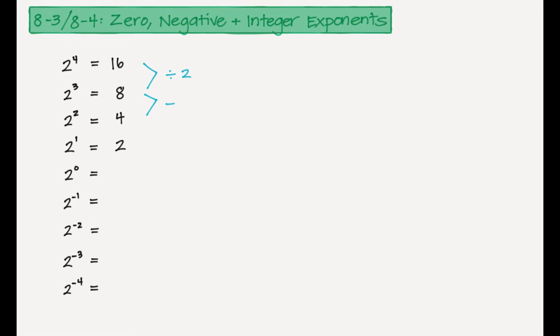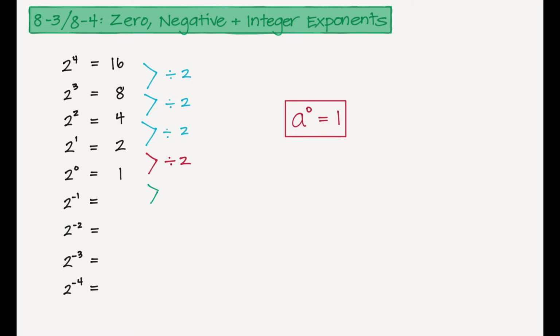We're dividing by 2, we're dividing by 2, we're dividing by 2, and so what do you think would happen for 2 to the 0 power? Well, we would divide by 2 again, which would equal 1. So our first property is that any number to the 0 exponent is equal to the integer 1. All right, let's go ahead and keep on looking at this pattern.